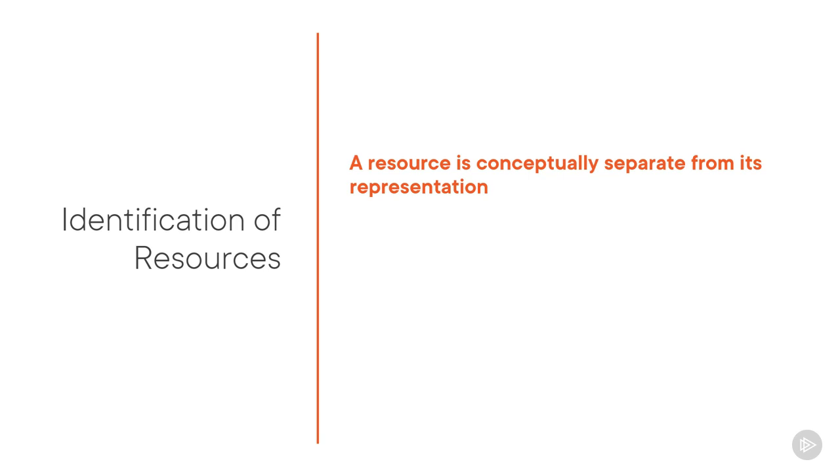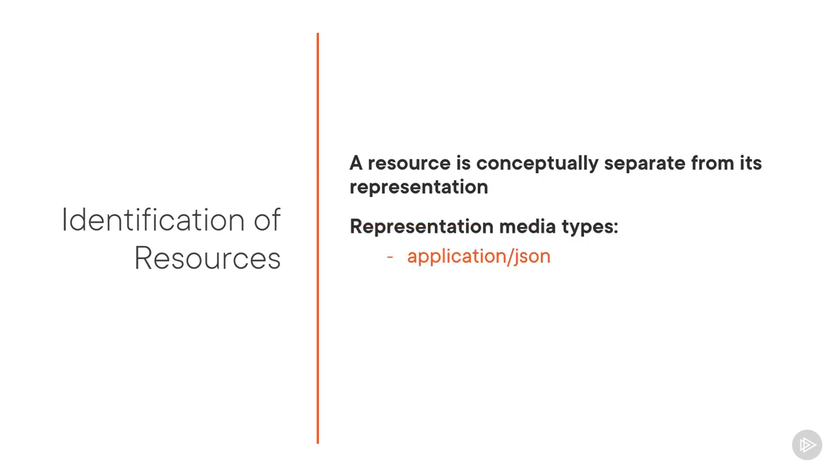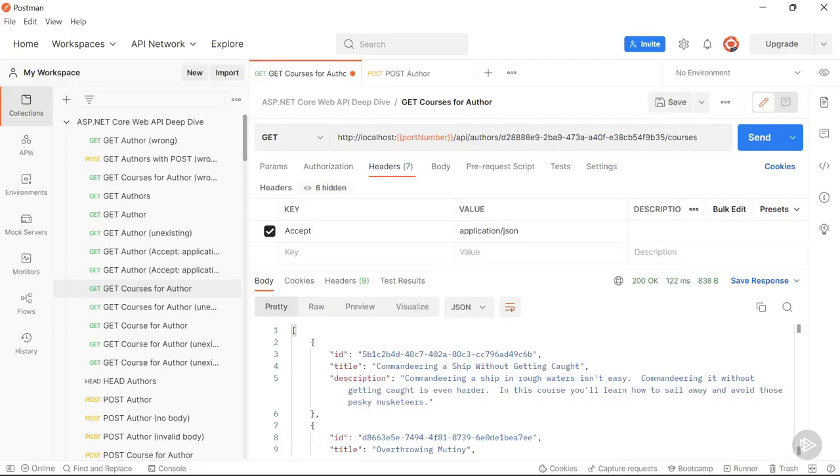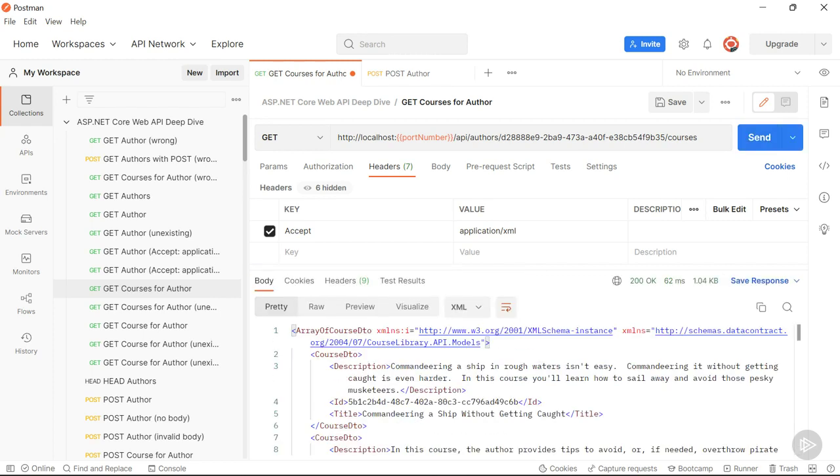In our demos, we will work with authors and courses. An author resource could be found at API/authors/the author ID, but that resource is conceptually different from the representation of that resource that's returned in the response. For example, JSON. But XML or custom or proprietary formats are possible as well. So we can have different representations for the same resource. We already returned the courses of an author by setting the accept header to application JSON. Let's change this to application XML and send the request again.